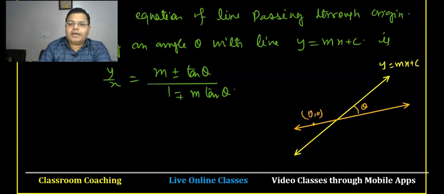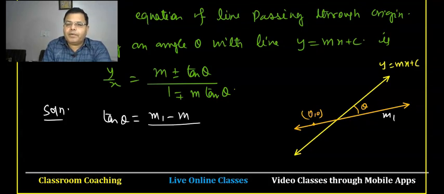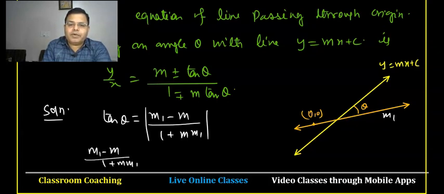So theta is an angle, and clearly the slope of this line is m. We can start solving it. The slope of this line we do not know, so say m1 is the slope of this line. So tan theta is equal to modulus of m1 minus m upon 1 plus m m1. If you remove this modulus sign, on the opposite side there will be plus minus: m1 minus m upon 1 plus m m1 is equal to plus minus tan theta.